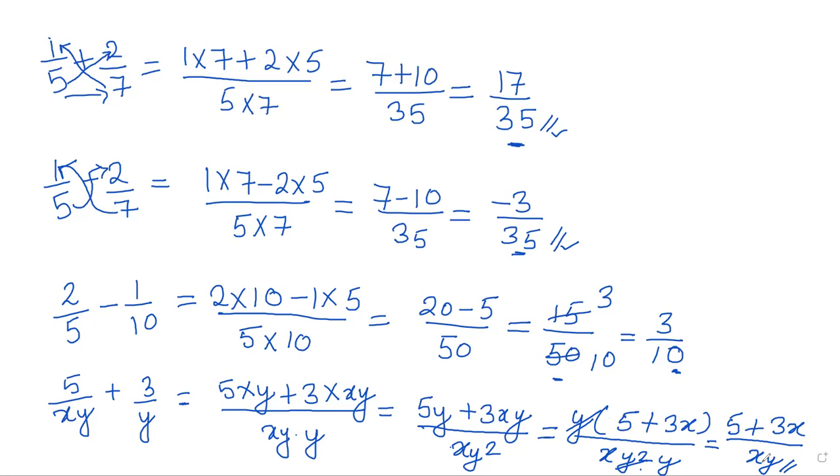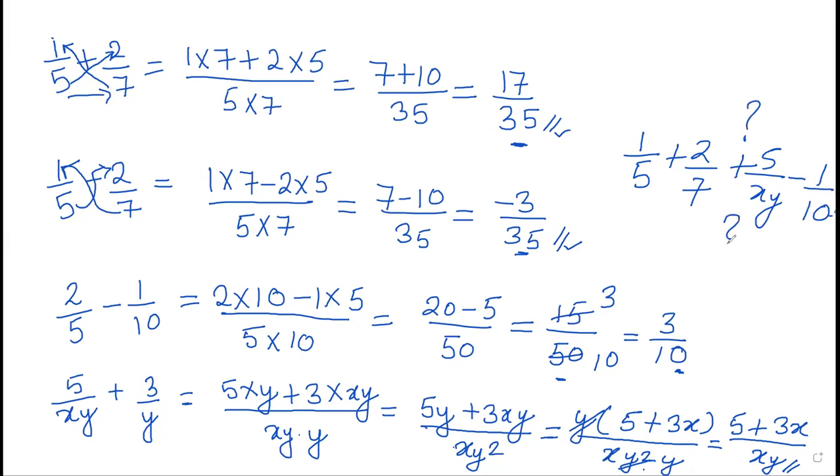Yeah, this method looks absolutely fine to me as long as you remember to simplify in the last step. So go ahead, try with a lot of other fractions. And maybe in the next video, I'll show like what to do if you have more than two fractions. Like, for example, let's say 1 over 5 plus 2 over 7, then plus 5 over xy minus 1 over 10, something like this. So can we use this method when we have more than two fractions also? I will talk about this in the next video.